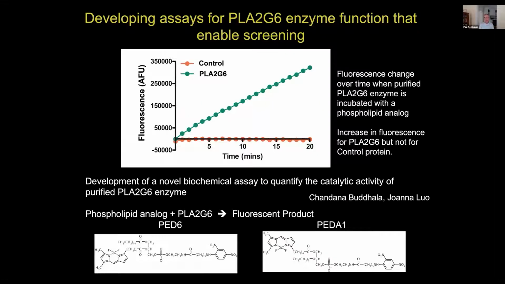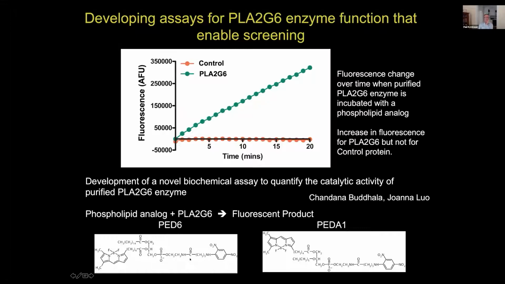We wanted assays that were a little bit simpler and faster than the assays we developed using radiolabeled phospholipids. So we utilized some commercially available phospholipid-like molecules, phospholipid analogs, and experimented with whether we could use these substrates as measures of PLA2G6 protein function. And the bottom line is we can.